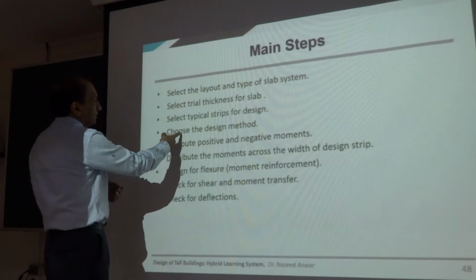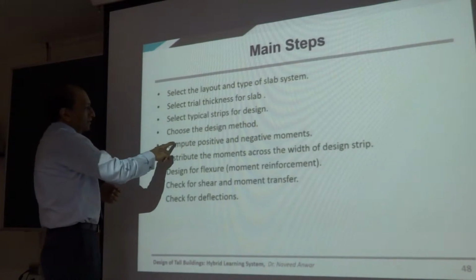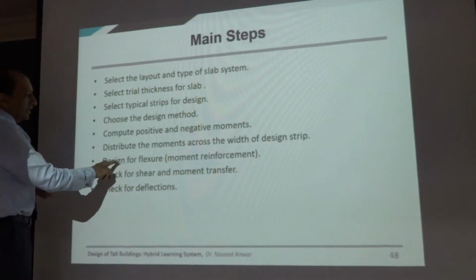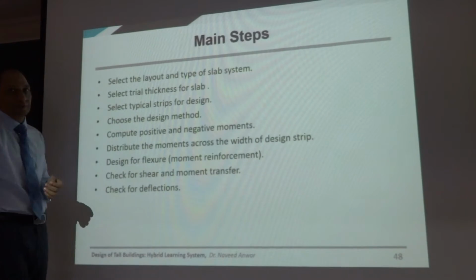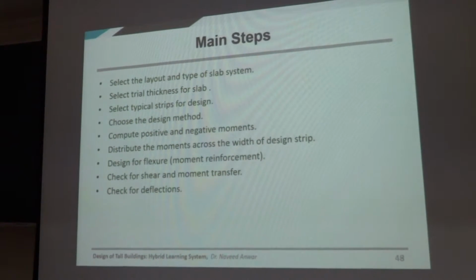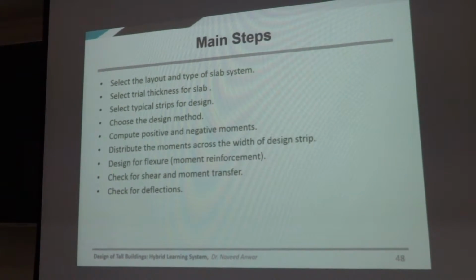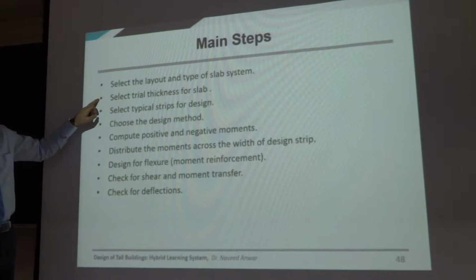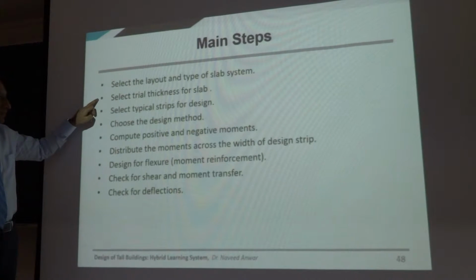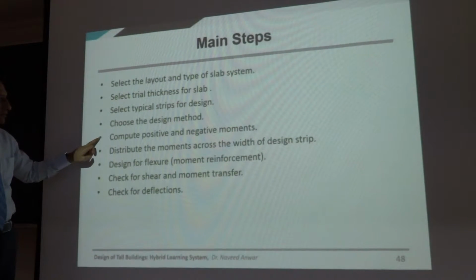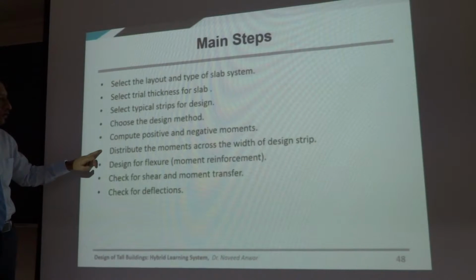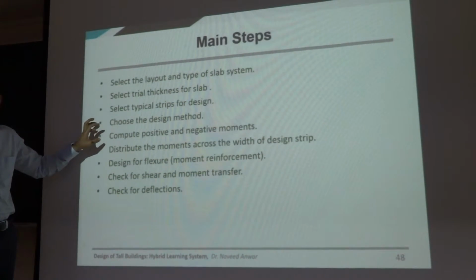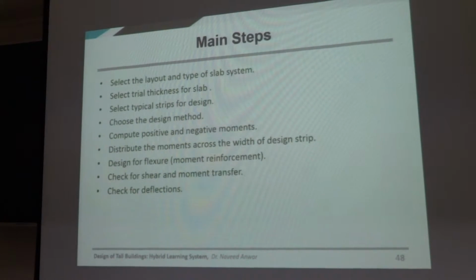Choose the design method. We have 2 methods. Compute positive, negative moment. Distribute the moment across the width in the strip. Design for bending, design for shear, check for deflection. Very simple, right? The difficult steps are, number 1 important step is trial thickness to start with. Second one is how to calculate the moments, how to distribute the moments, right? These are big questions, difficult things to do. Not difficult, but something to consider.